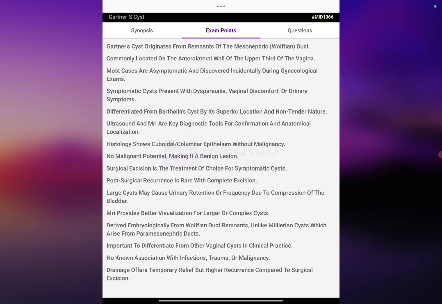Large cysts may cause urinary retention or frequency due to compression of the bladder. MRI provides better visualization for large or complex cysts. Derived embryologically from the Wolffian duct remnants, unlike the Mullerian cyst, which arises from the paramesonephric duct. Important to differentiate from other vaginal cysts in clinical practice. No known association with infection, trauma, or malignancy. Drainage offers temporary relief, but higher recurrence compared to surgical excision.